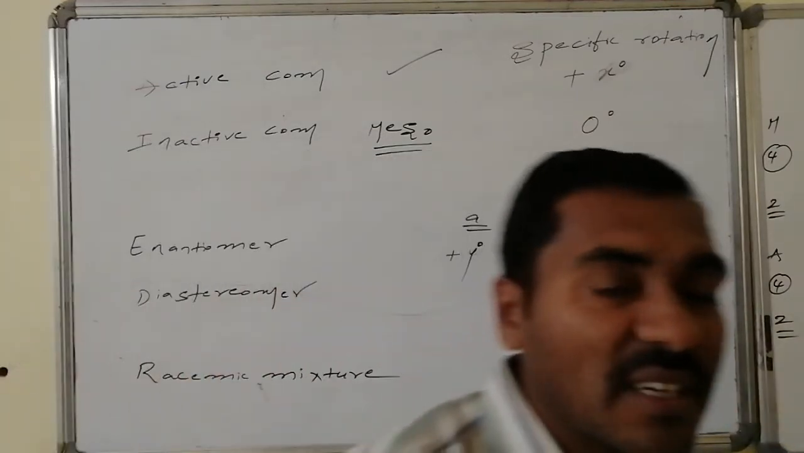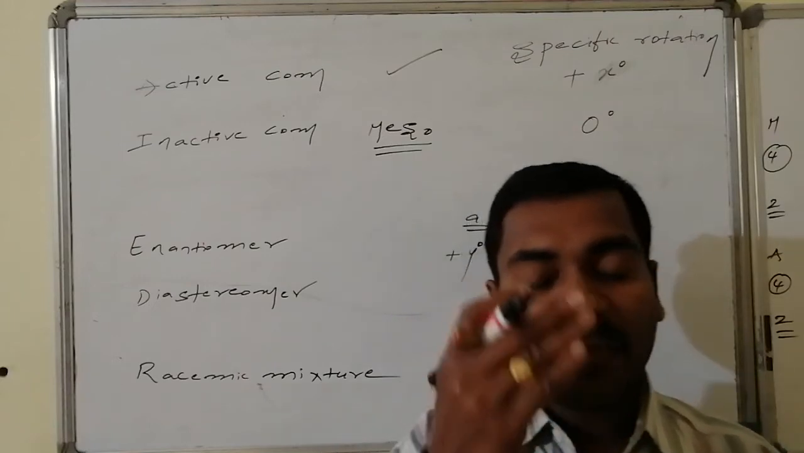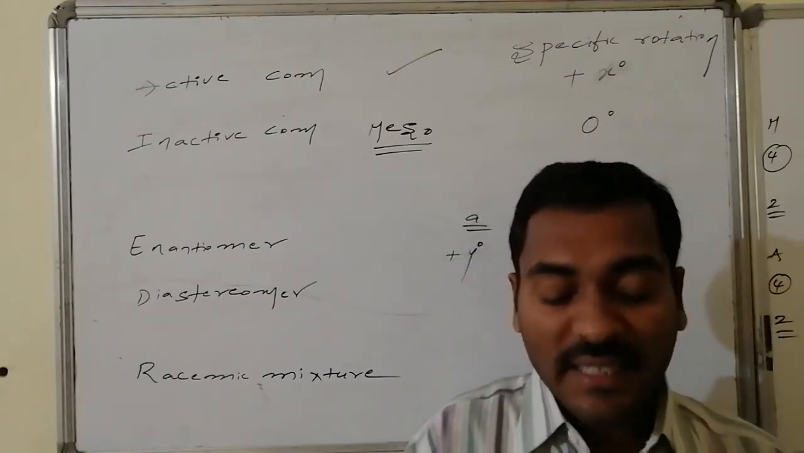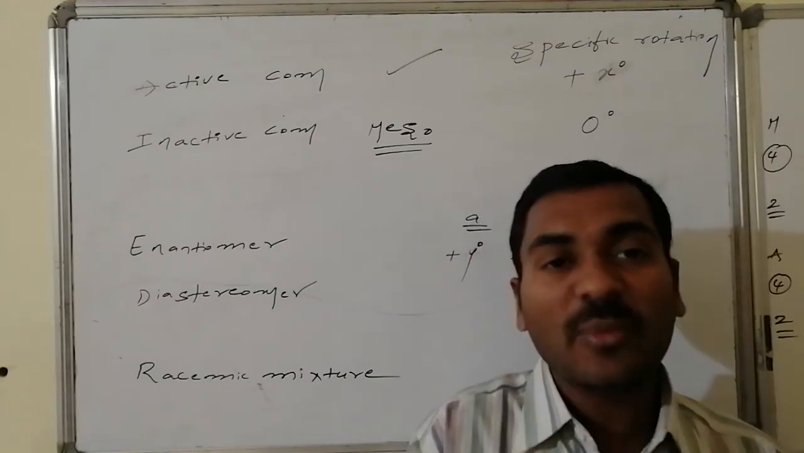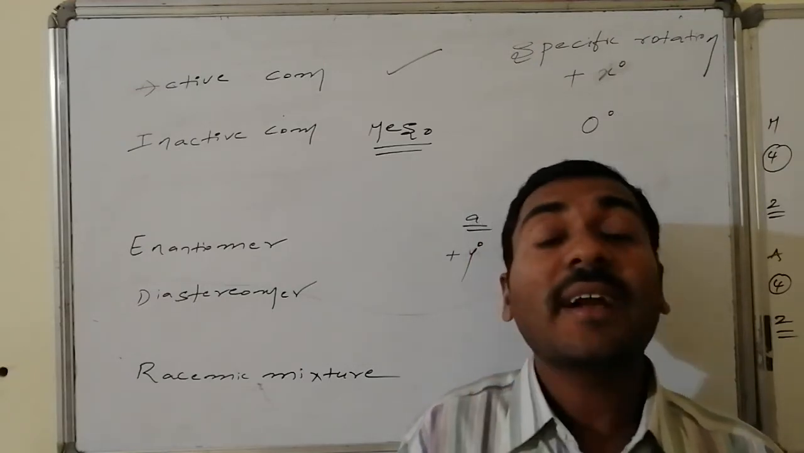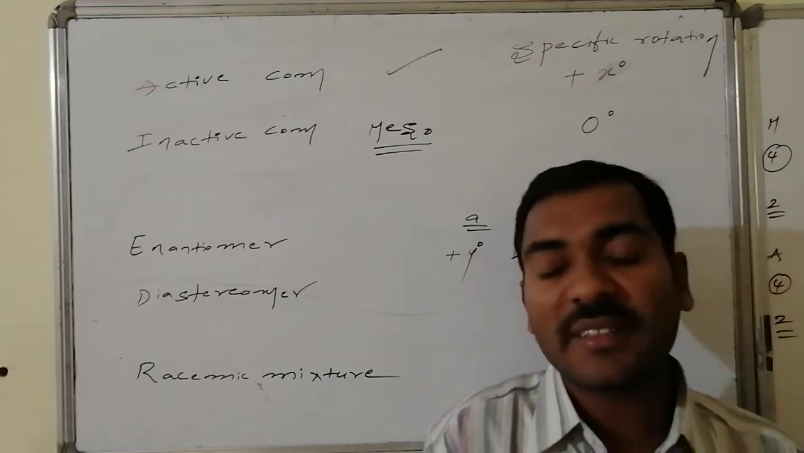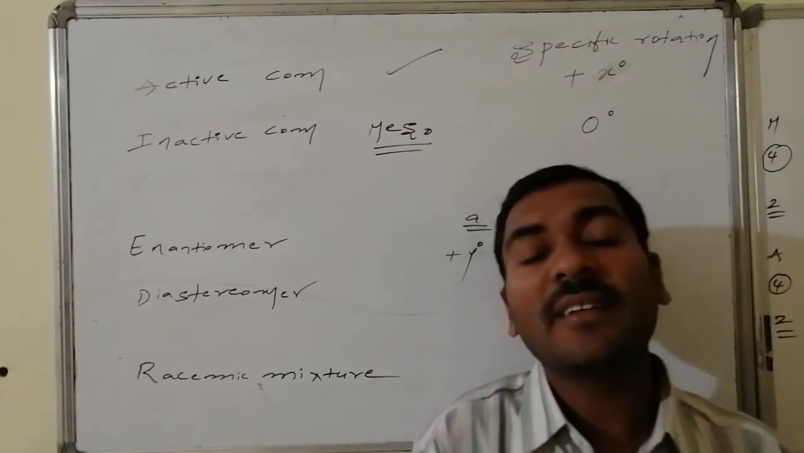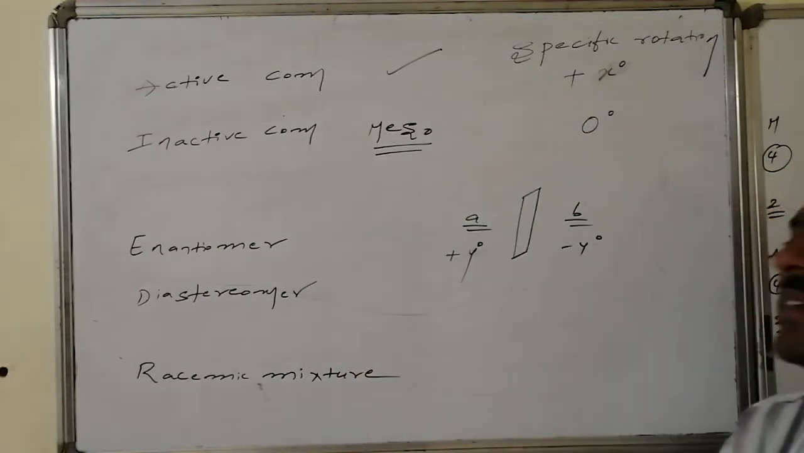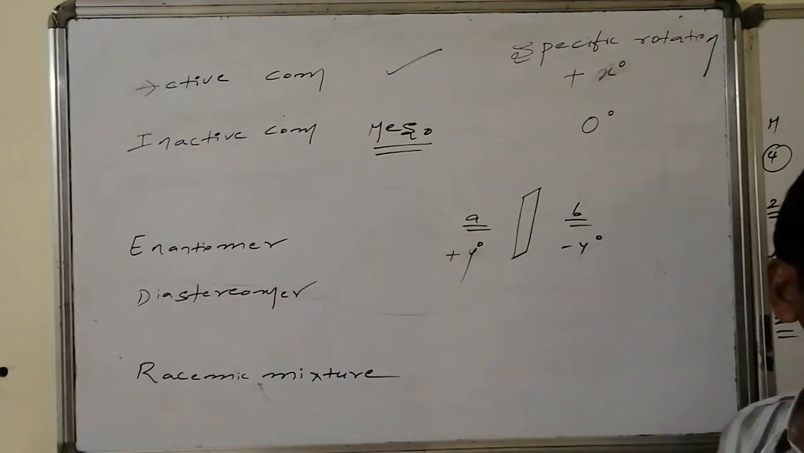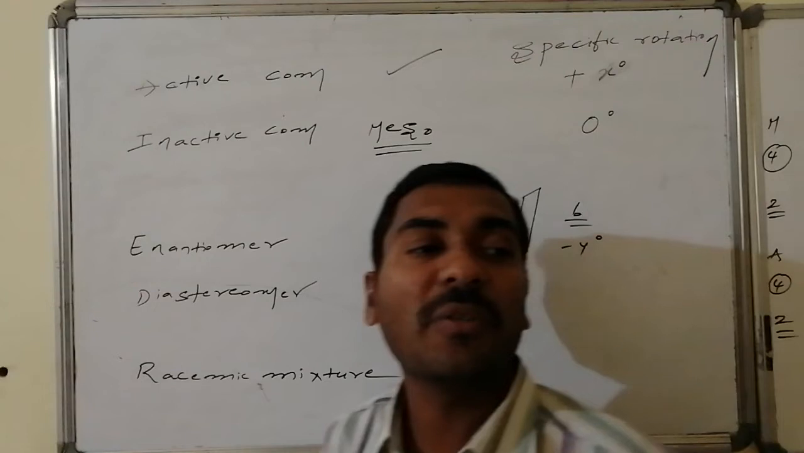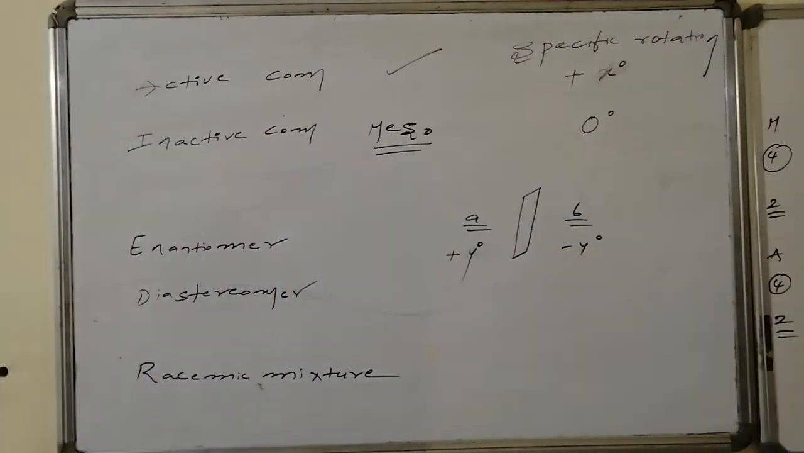So for enantiomers, certain conditions definitely have to be followed. First of all, these are optically active isomers. Second, these are mirror images to one another. Third, they can't be superimposed one over the other. If such relations are valid, then those compounds are said to be enantiomers to one another. If I take a 1:1 ratio of enantiomers, then that mixture is said to be what? Racemic mixture.